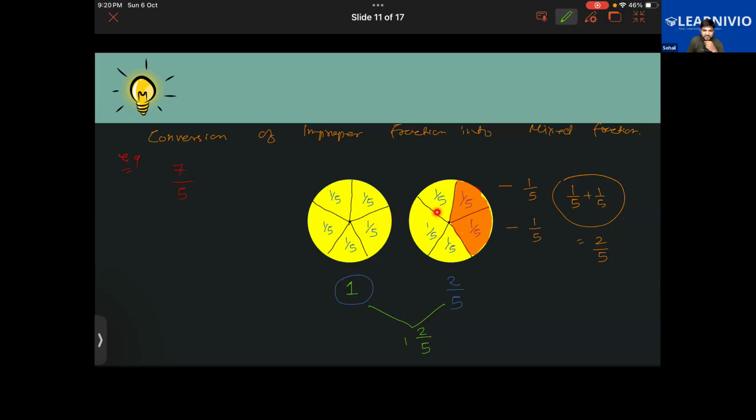Further, let's see what we have done. We have shaded two portions out of this. Each one of them is 1 upon 5. So 1 upon 5 plus 1 upon 5 is 2 upon 5. So can't I represent it like this? Getting it now? And the complete circle represents the number 1. Yeah, tell me.